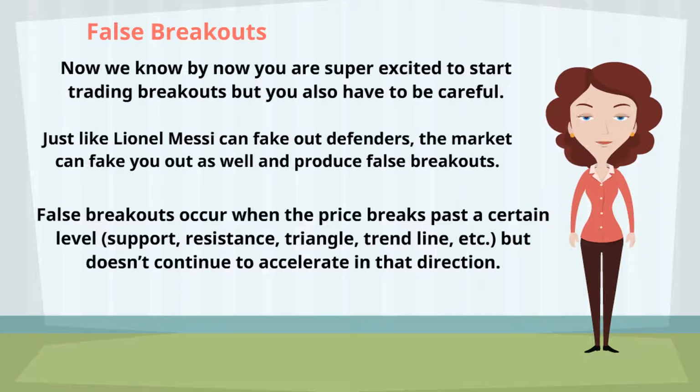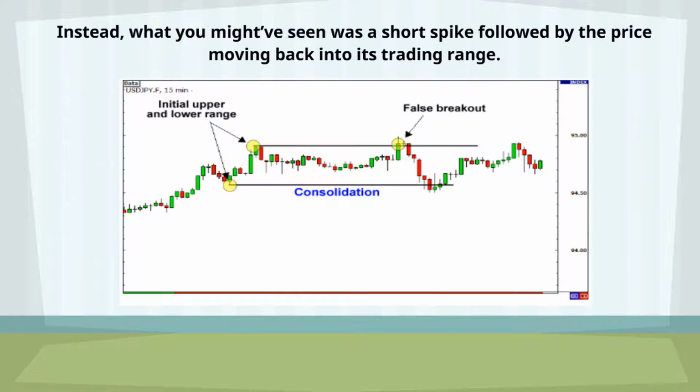False breakouts. Now we know by now you are super excited to start trading breakouts, but you also have to be careful. Just like Lionel Messi can fake out defenders, the market can fake you out as well and produce false breakouts. False breakouts occur when the price breaks past a certain level, support, resistance, triangle, trend line, etc., but doesn't continue to accelerate in that direction. Instead, what you might have seen was a short spike followed by the price moving back into its trading range.